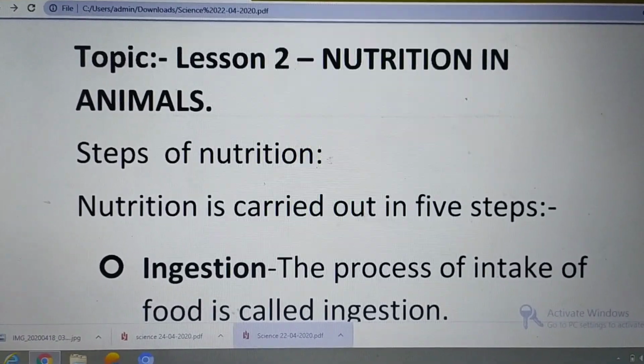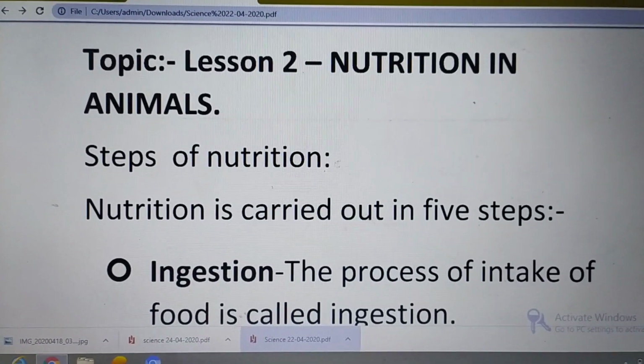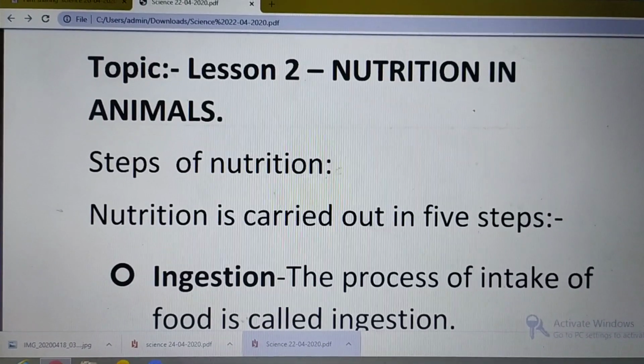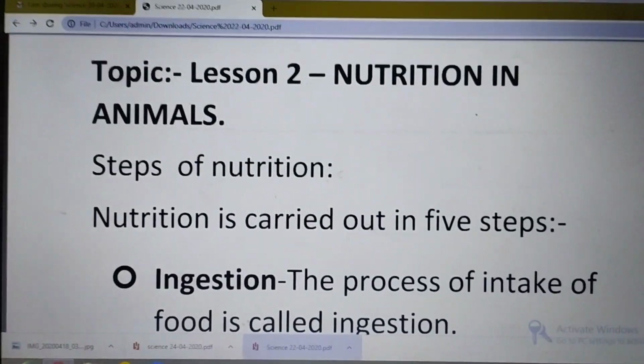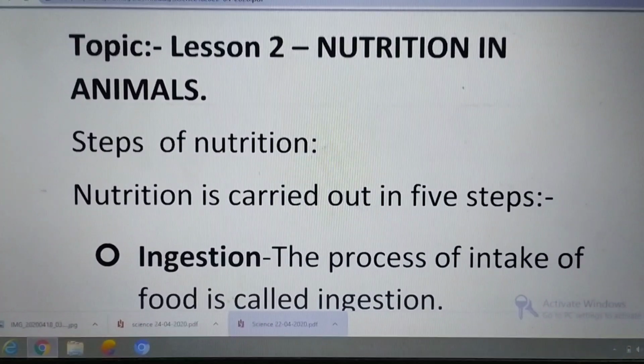Hello students, continuing with the previous topic, lesson number 2, nutrition in animals. Today we'll be doing the steps of nutrition. There are 5 steps of nutrition.